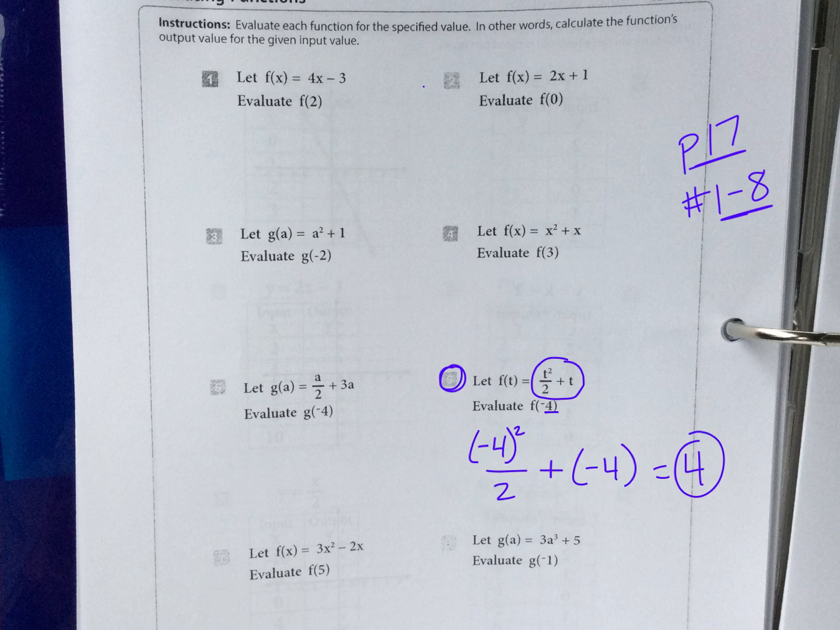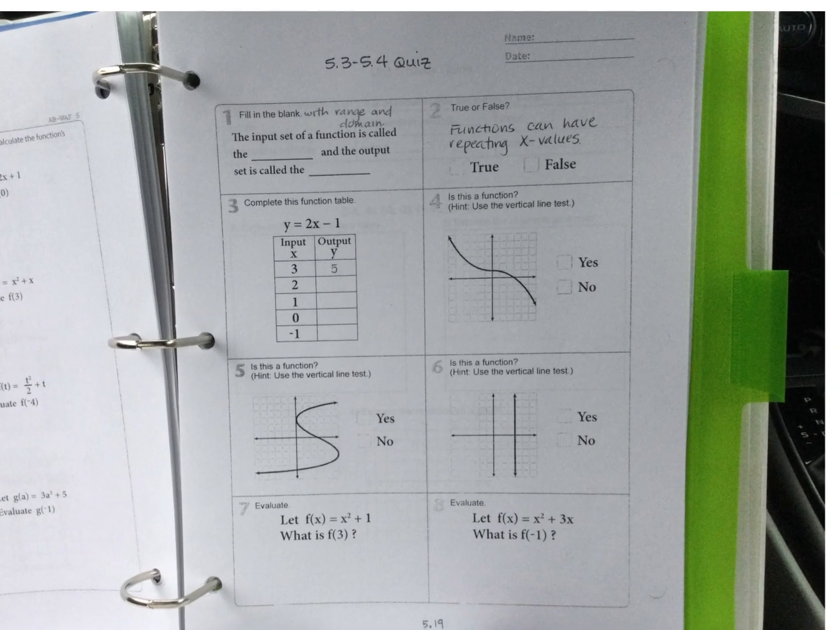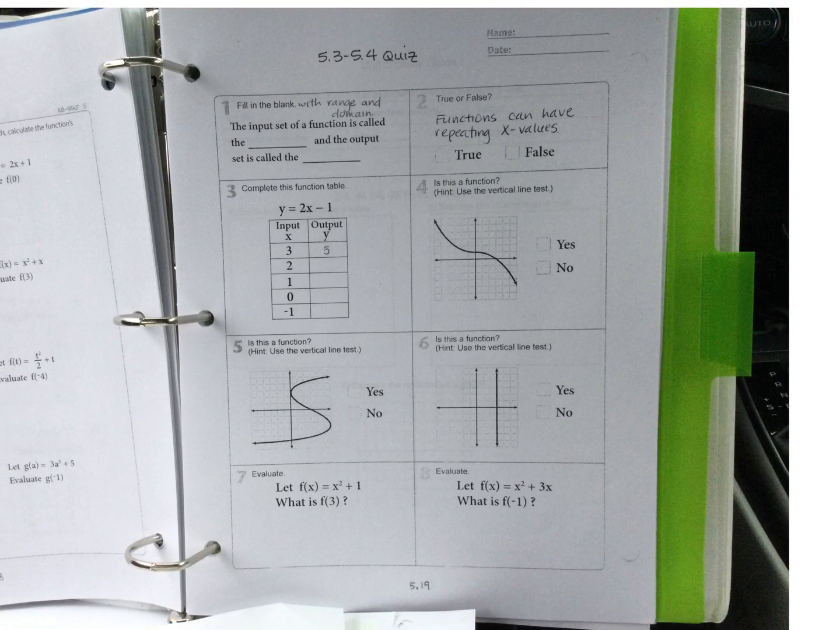Okay? So do the rest of these on this page. When you're done, flip over one more page. All right, I'm going to use this as a quiz grade. Answer questions 1 through 8. It's everything we've done already. Thank you.